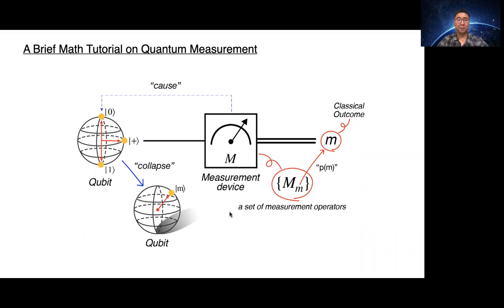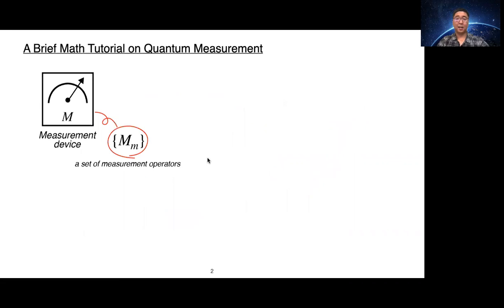Hi, today I'll explain a brief math tutorial on quantum measurement. First of all, let's zoom in on a quantum measurement device. The quantum measurement device is equipped with a set of measurement operators. Each measurement operator is self-adjoint, or called Hermitian.